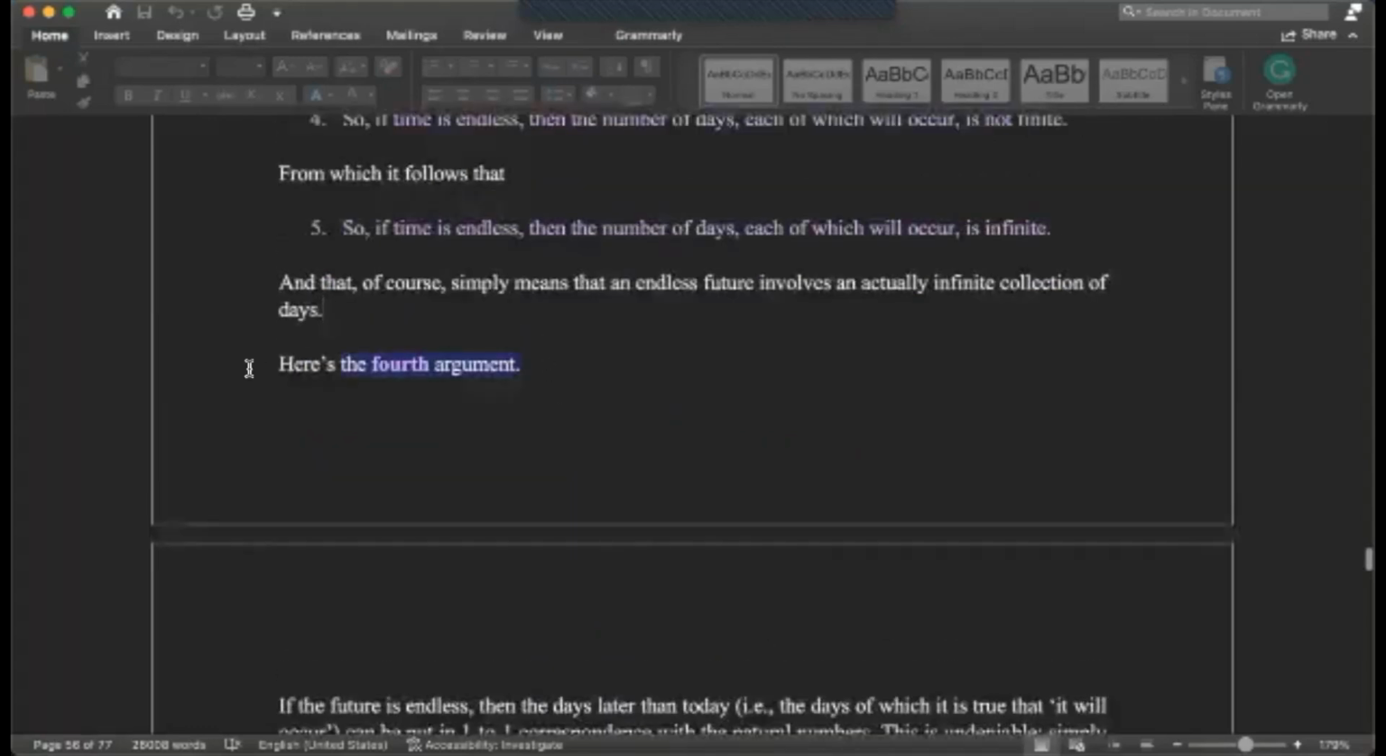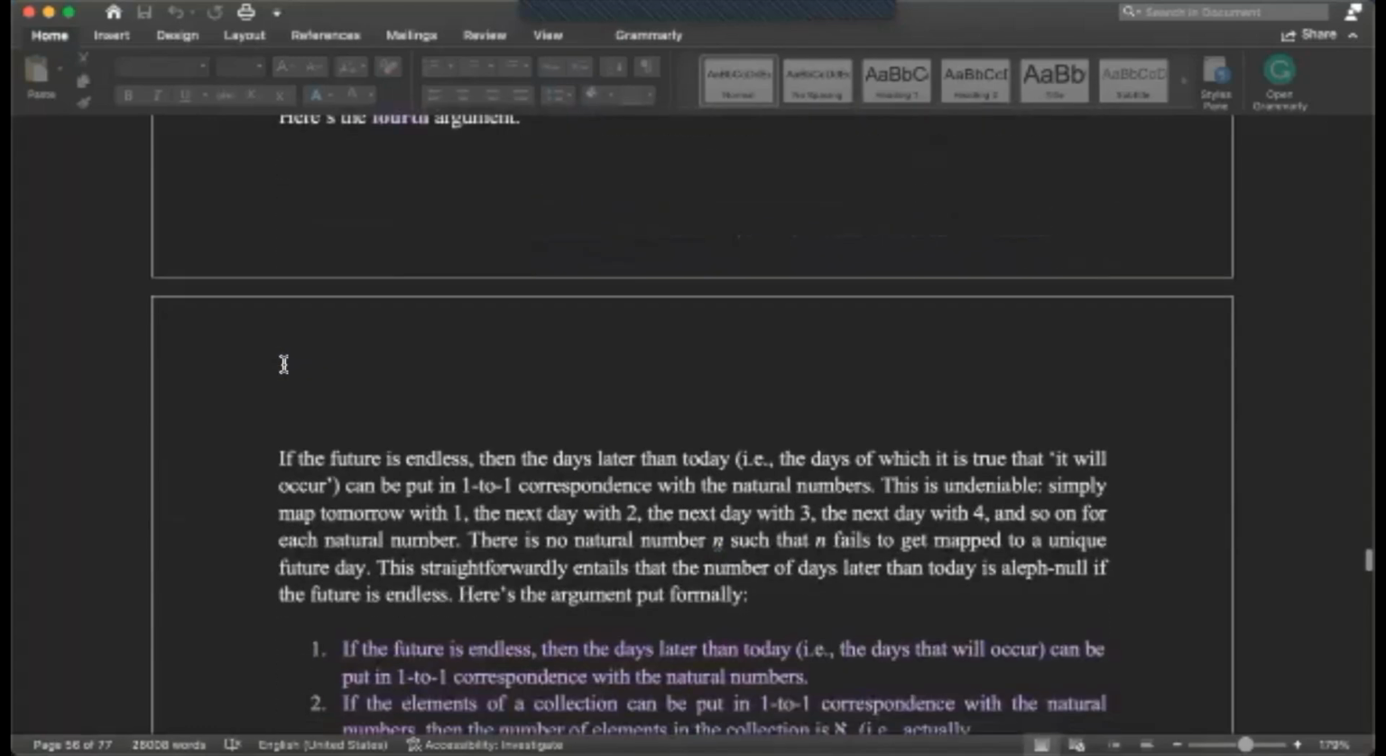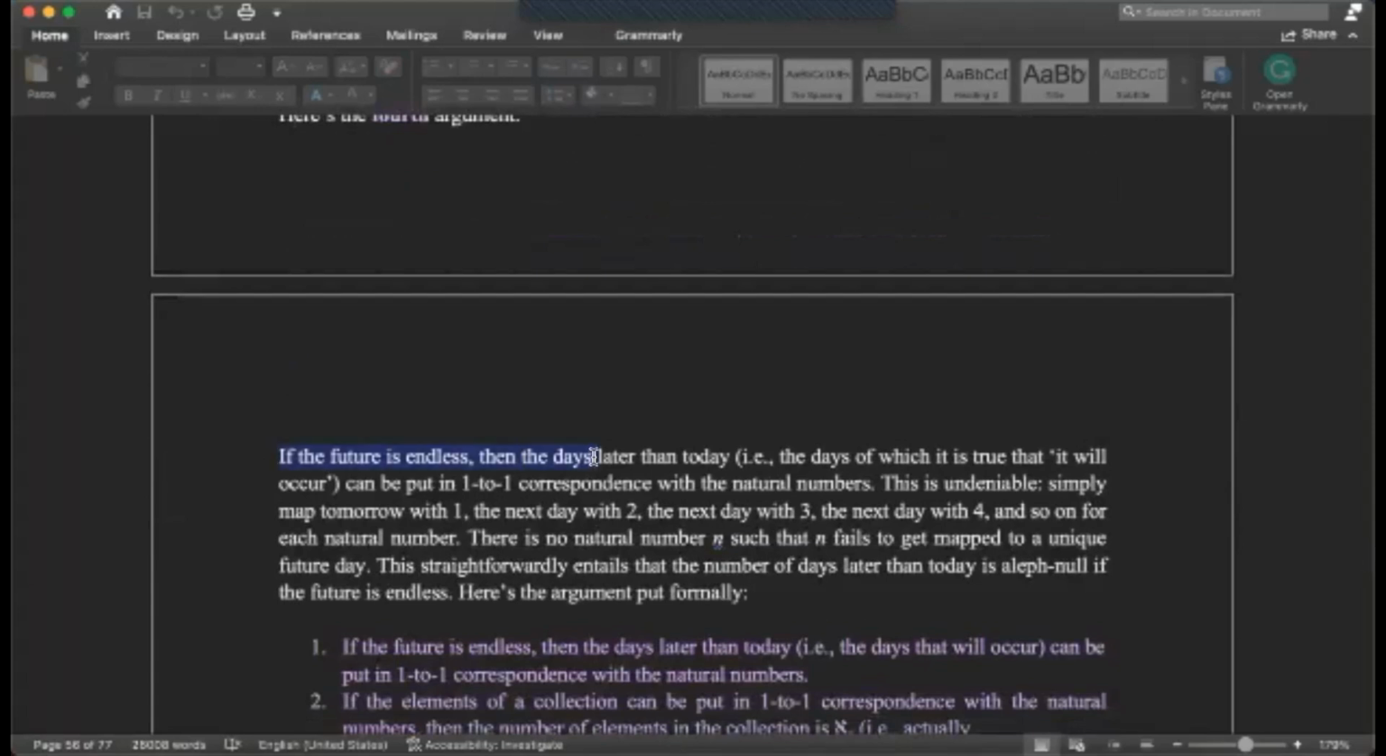Here's the fourth argument, helping you see why an endless future is an actual infinite. If the future is endless, then the days later than today, that is, the days of which it is true that it will occur, can be put in one-to-one correspondence with the natural numbers. This is just undeniable. Simply map tomorrow with 1, the next day with 2, the next day with 3, the next day with 4, and so on for each natural number. There is no natural number n such that n fails to get mapped to a unique future day.